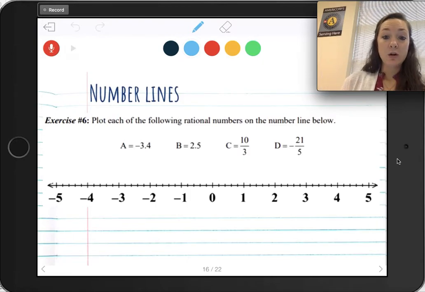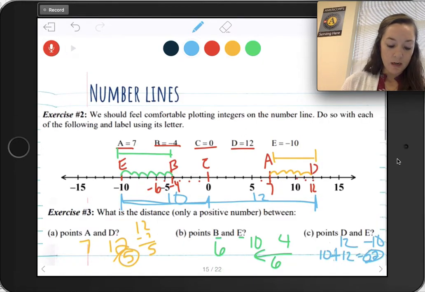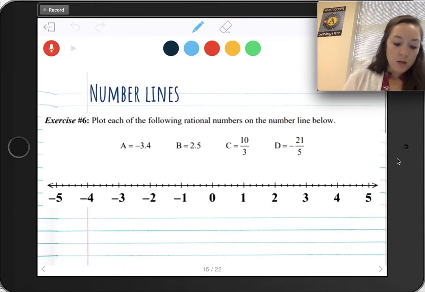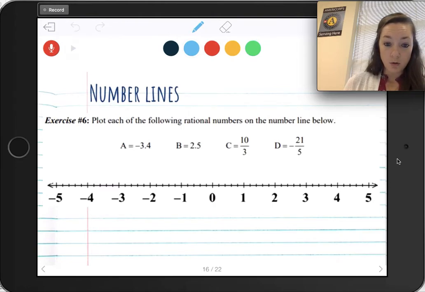All right. Now we're going to add in our rational numbers, because if you look at it, all of these numbers that we had, A, B, C, D, E, are all integers. They're positive or negative whole numbers, so numbers that don't have a fraction. Now we're going to talk about rational numbers, and they're going to be between different whole numbers or different integer numbers.